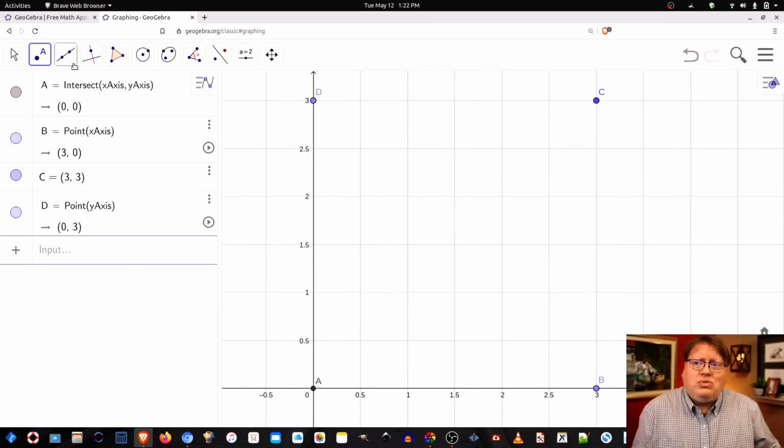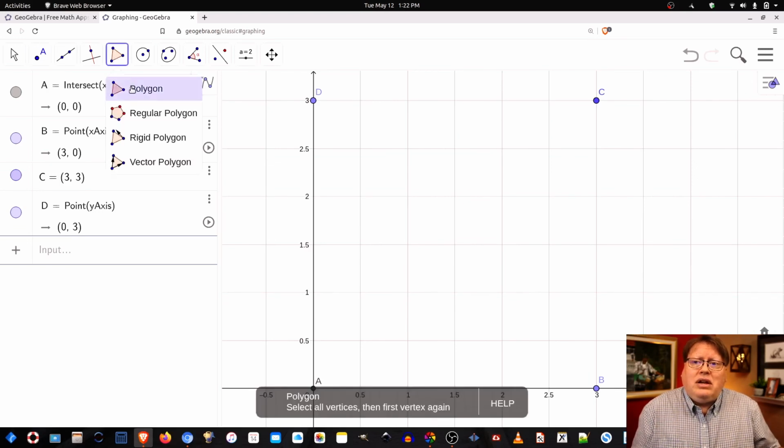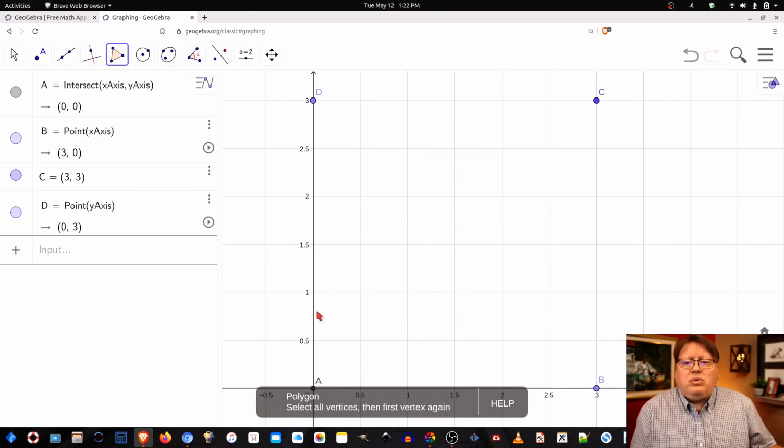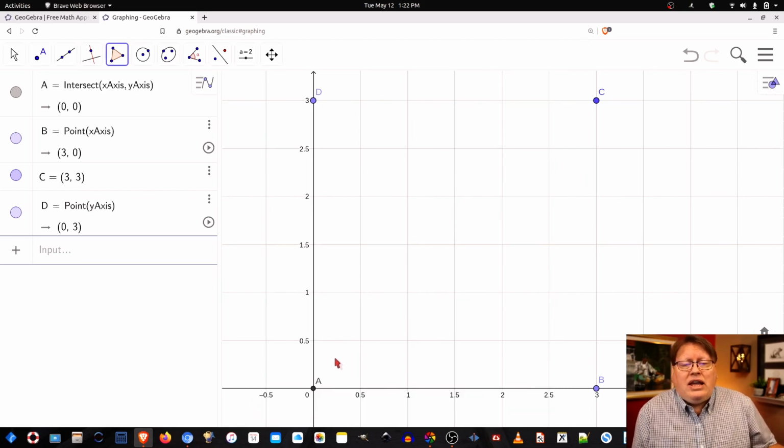The next one will be this tool right here. It looks like a triangle in the menu button that's shaded in. That's our polygon tool. So we're going to click on this button and choose polygon. And then we're going to take each vertex and click on them and go all the way around in order. Doesn't matter what direction I go. But if I click here, I'm going to go to point B and click on that point.